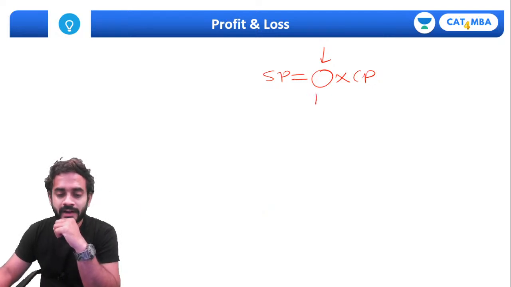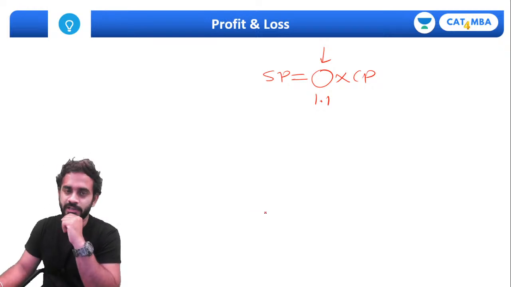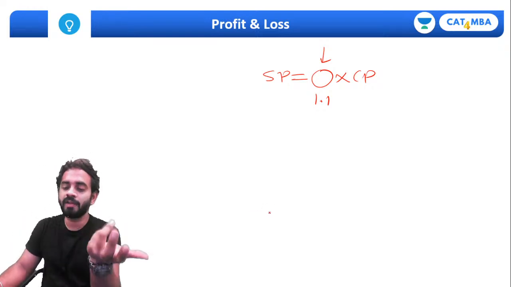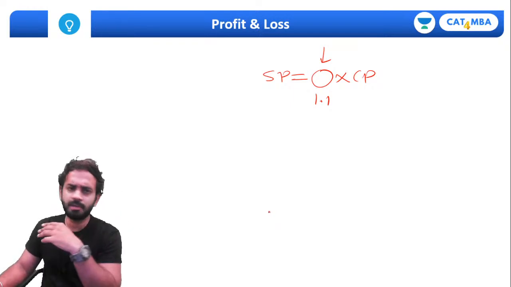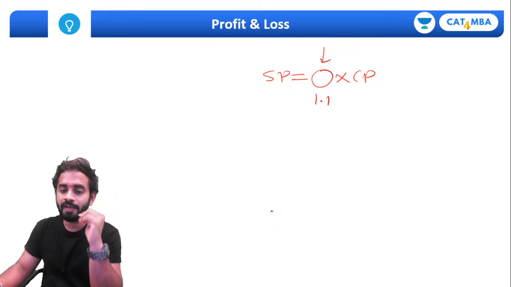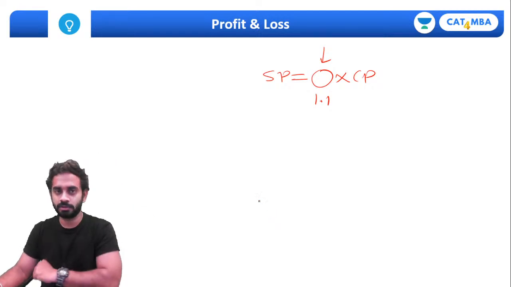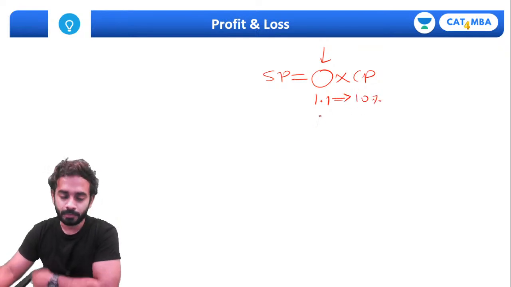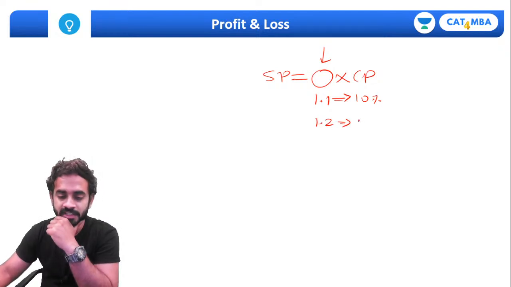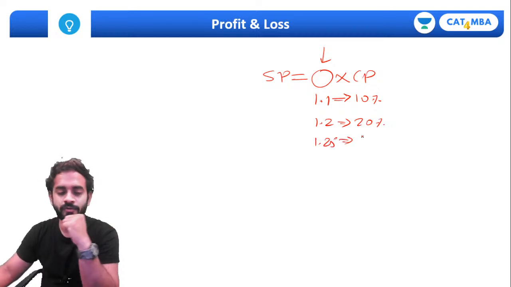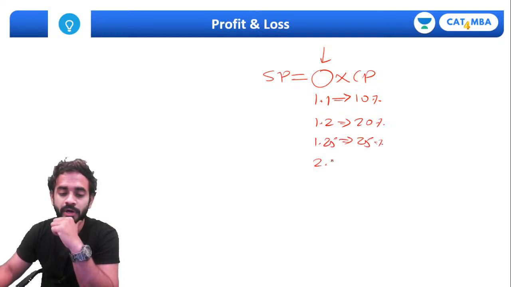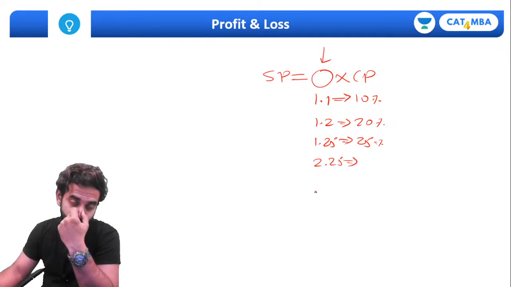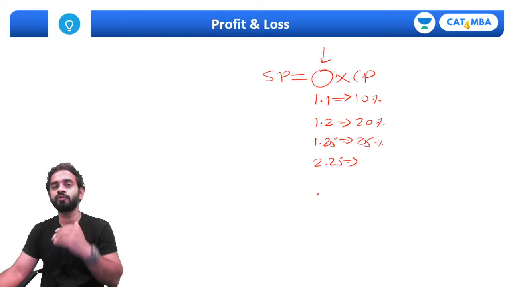Now if I write 1.1 over here, what does it mean actually? It means that CP is increased by 1.1 and I have sold that, maybe a t-shirt, pen, anything, articles. So I have sold it at 10% increased amount. So there is 10% profit. So if I write this factor as 1.1, my percentage profit will be 10%. If I write 1.2 here, my percentage profit will be 20%. Let's say 1.25, my percentage profit will be 25%. If I write 2.25 in case, now what will be my percentage profit? In this case 2.25 means 225%.